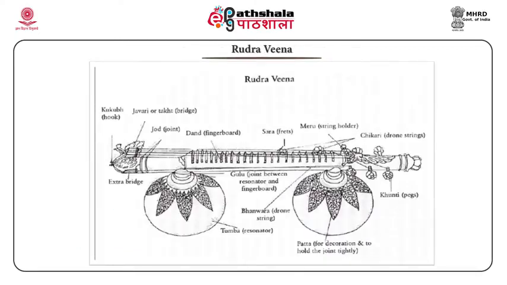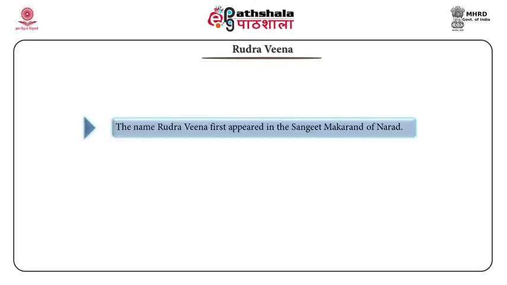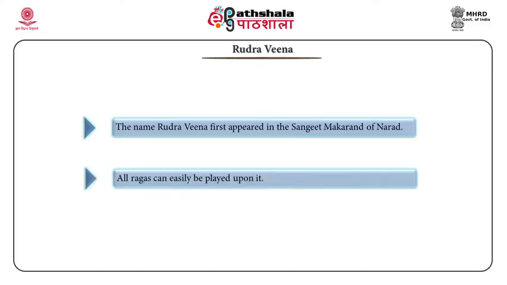First of all, we will discuss the rudraveena. The name rudraveena first appeared in the Sangeet Makarand of Narad. All ragas can easily be played upon it.